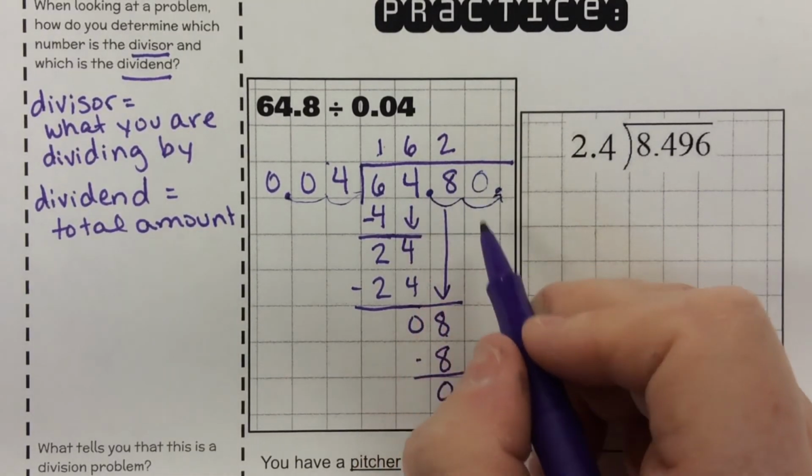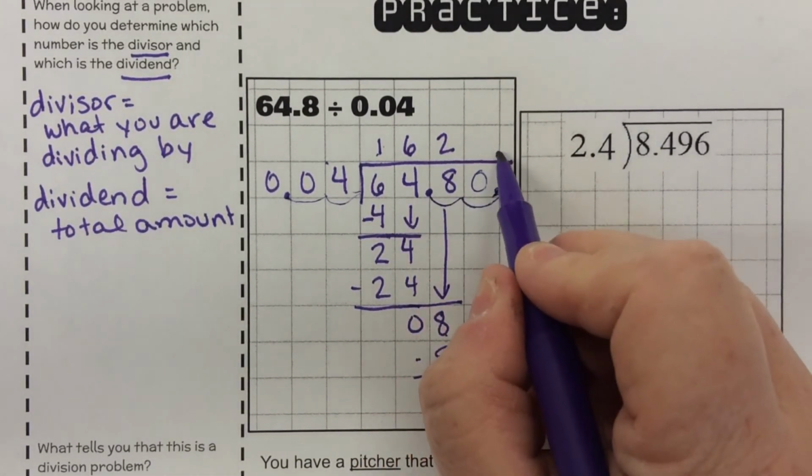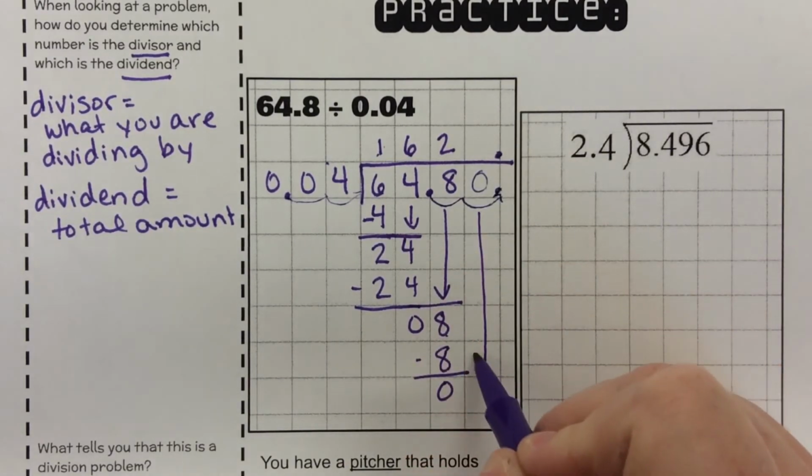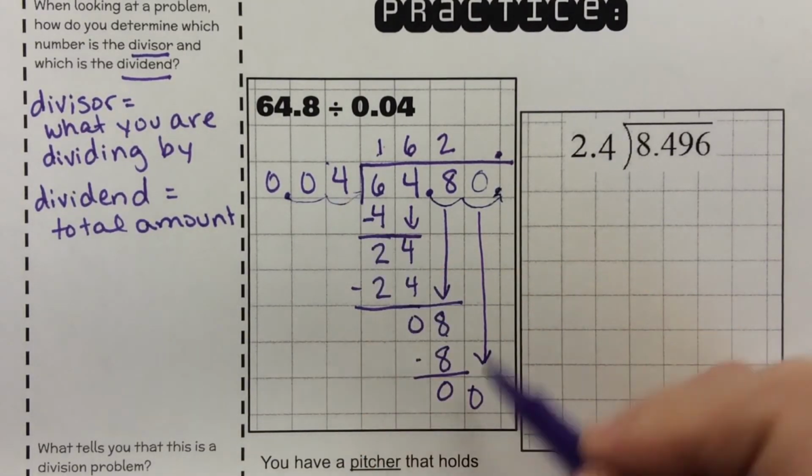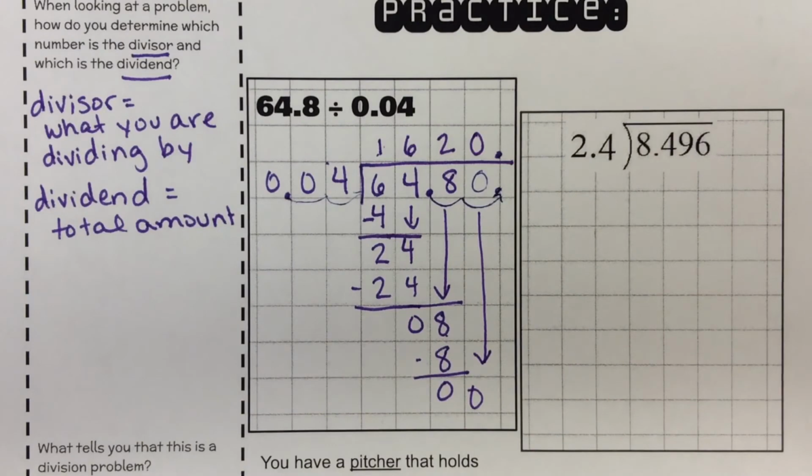I'm not done. It's not 162 because I have another digit over here. So I bring down my 0. How many times will 4 go into 0? 0 times. And now it's done here, okay? Because I would say 4 times 0 and subtract, okay? 1,620.